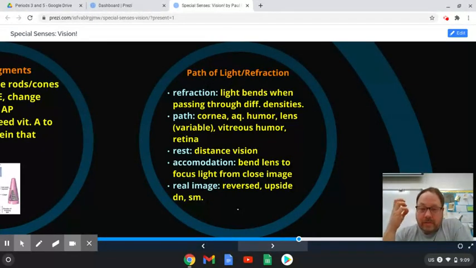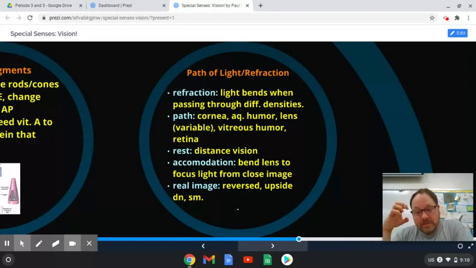Then the fluid in the front chamber of your eye is called the aqueous humor. It's this watery fluid that has nutrients that help supply nutrients to the cornea in your eye. Light will then pass through the lens. Then it passes through this jelly-like fluid in the back of the eye called the vitreous humor. That jelly-like fluid is what holds your eyeball open. And then finally, the light strikes the retina. So think about all those different substances: the cornea, the aqueous humor, the lens, the vitreous humor, and then the retina. The only one of those that can change or is variable is the lens.